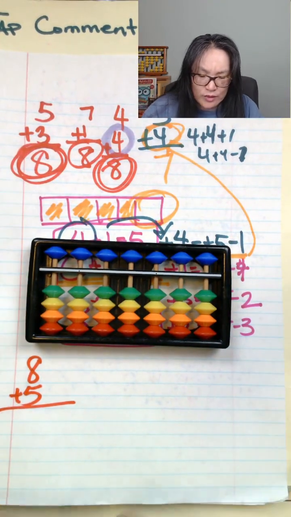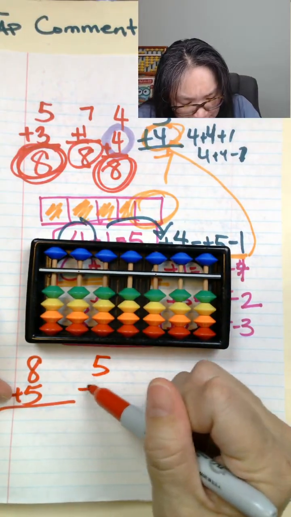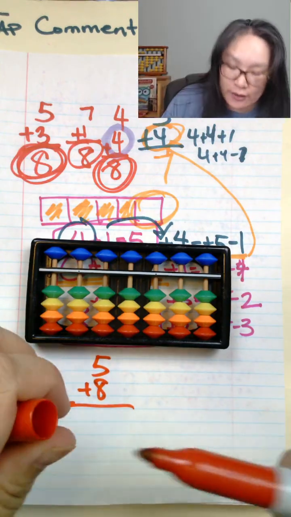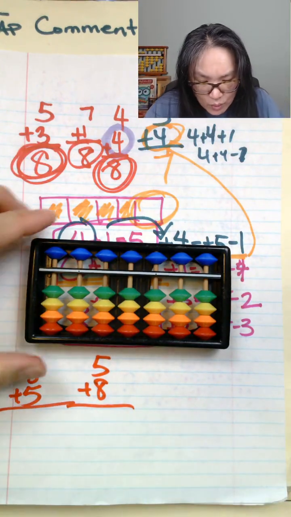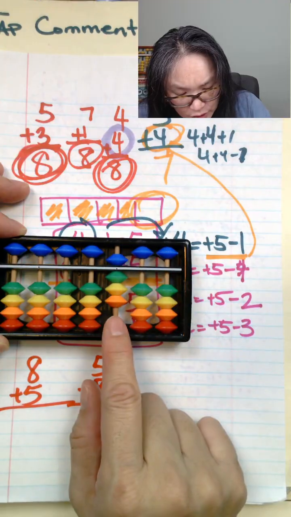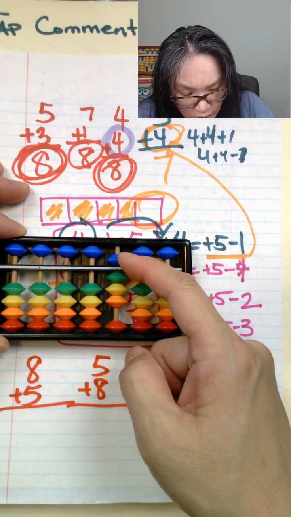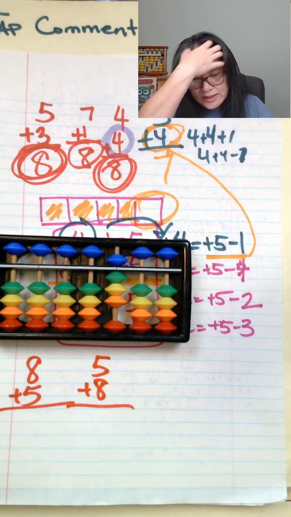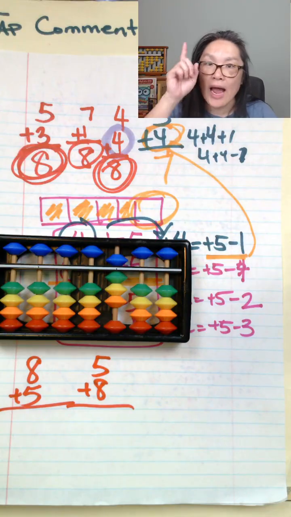So the question was 8 plus 5 or 5 plus 8. Now, they look like they're the same. They look like they're the inverse, but they're not. Why? Well, let's take a look. So what we're going to do is 8, and then we're going to do a plus 5. Now, if you notice, I don't have any more beads to plus the 5. The big question is, if I don't have enough, how do I do it?